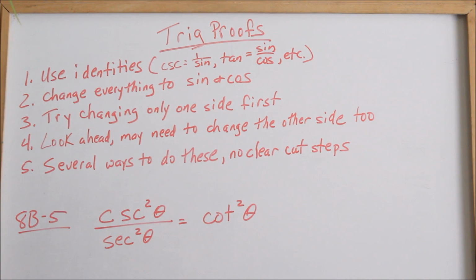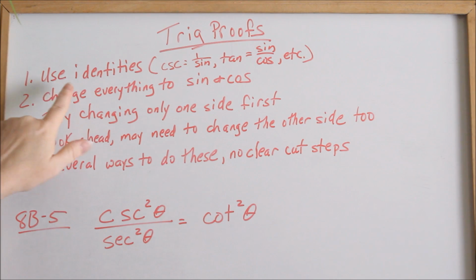Alright, now we're going to be doing trig proofs. It's not as bad as it sounds. If you can see this problem right here, basically what we're going to be doing is proving that one side is equal to the other side. That's what we do when we do trig proofs. In geometry, proofs were about proving triangles congruent. In trigonometry, you're proving that one side is equal to the other side. So we're going to prove that this is equal to this. How do we do this?